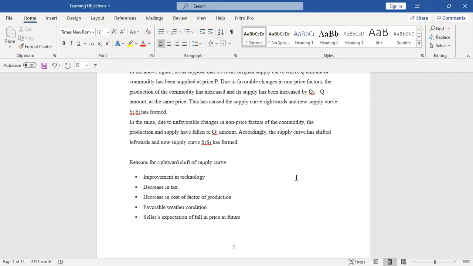Improvement in technology. I want somebody to explain that for me. How will that cause your supply curve to shift outward? I'm listening. Improvement in technology. How will that cause the supply curve to shift rightward or outward?